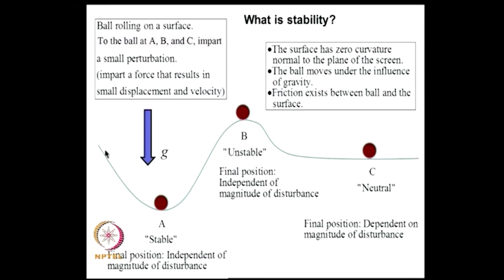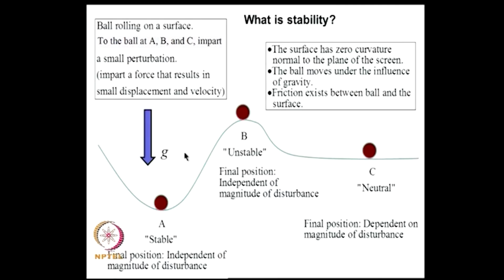To do that, we will consider a curved surface which is prismatic, that is, perpendicular to the plane of the screen. It is constant, it does not change the curvature, and we imagine that this is basically a valley and a mountain and things like that. We imagine that a ball is rolling on this surface. Initially the ball can be placed here at A or at B or at C. There is gravity present, which drives the motion of the ball.